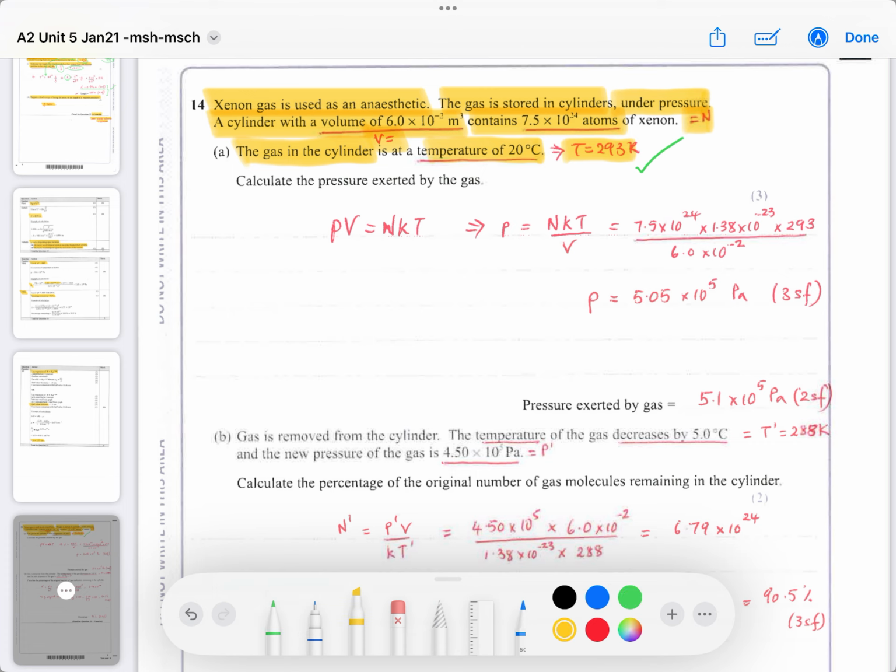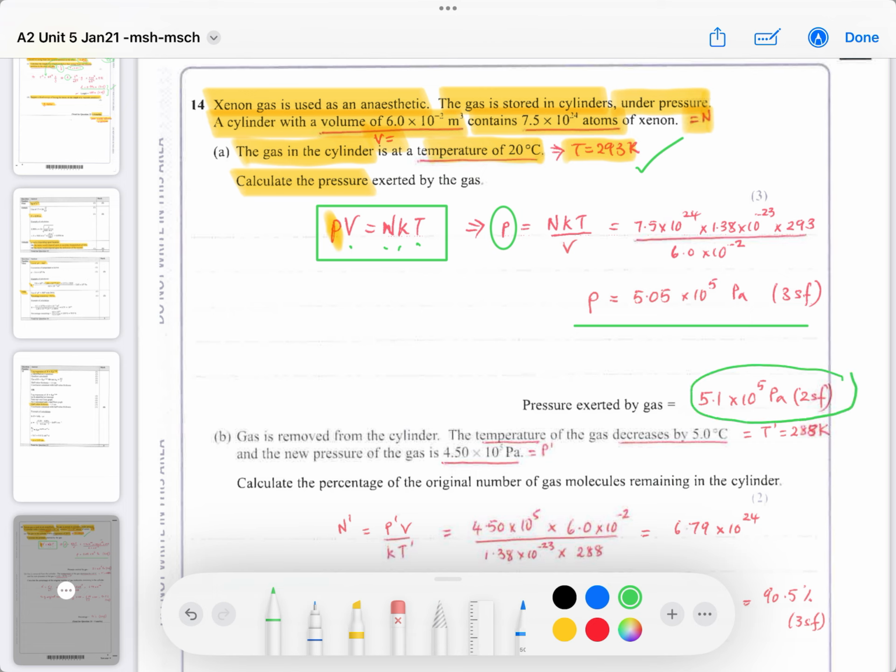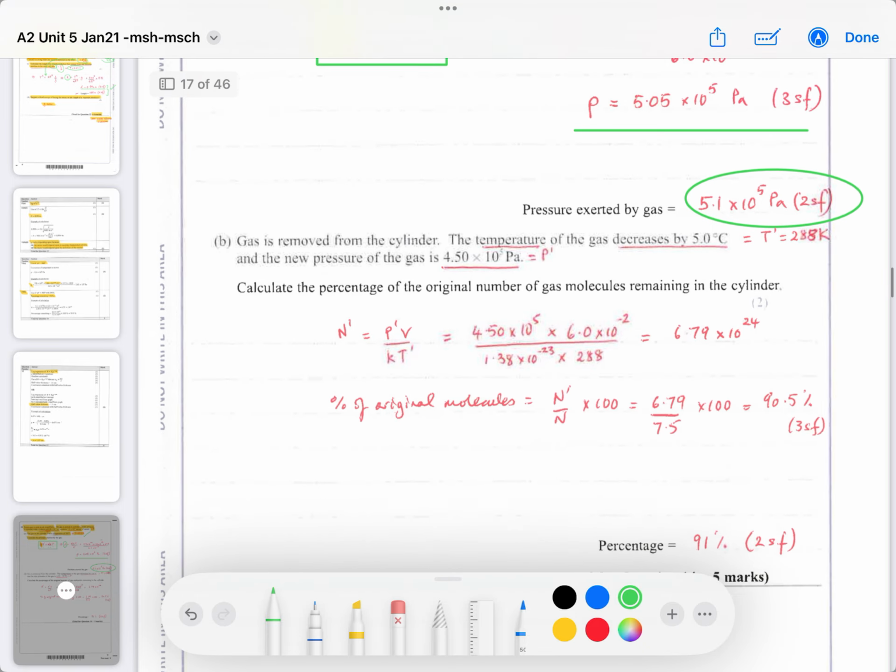Okay. Then calculate the pressure. So you want to find P, use the equation that we just saw on the mark scheme, PV equals NKT. We know N, we know K is in the data sheet, we know temperature, and we know volume. So it's basically just algebra. Make P the subject of the equation, and then put the numbers in, and you get the answer to 3 significant figures as 5.05 times 10 to the 5 pascals, which to 2 significant figures would be 5.1 times 10 to the 5 pascals. I think 2 is the correct number of significant figures. All data provided was to 2 significant figures.